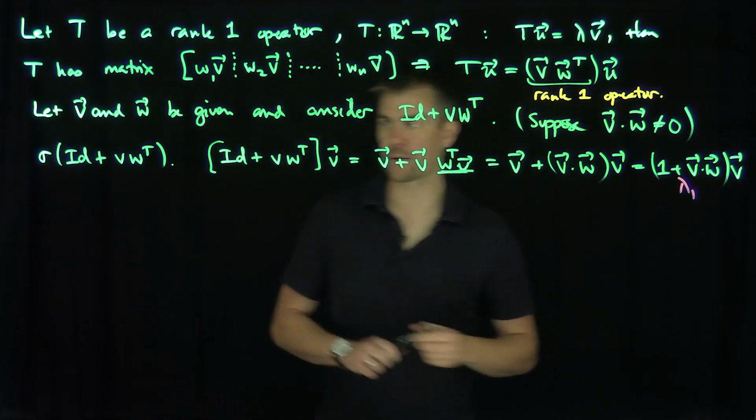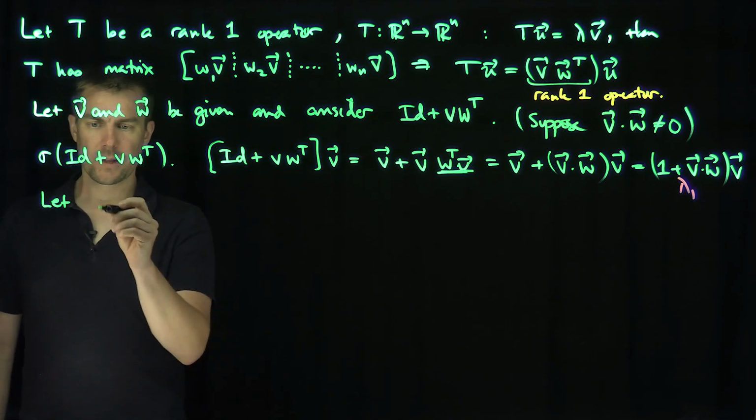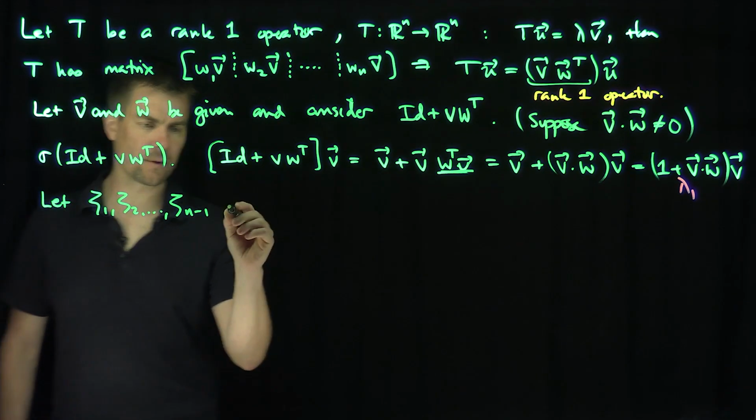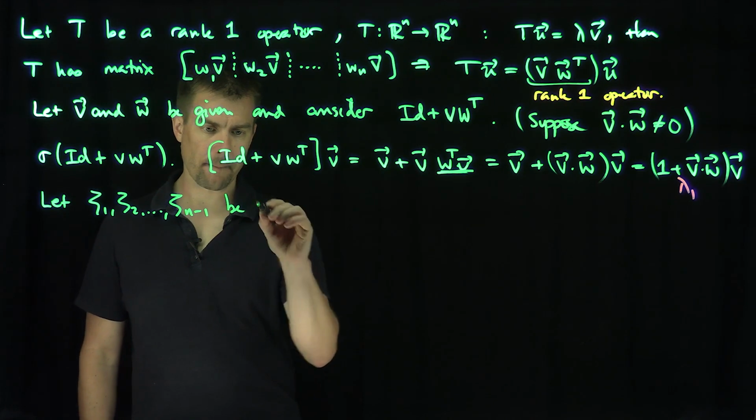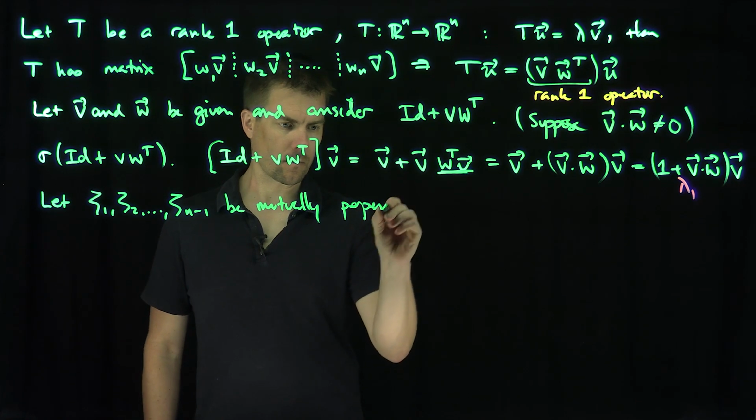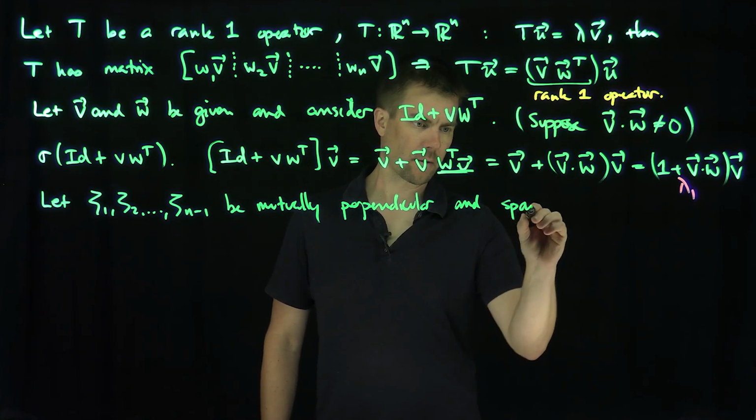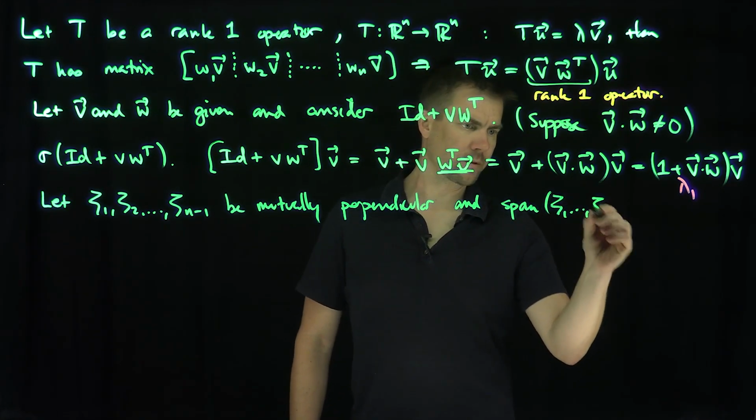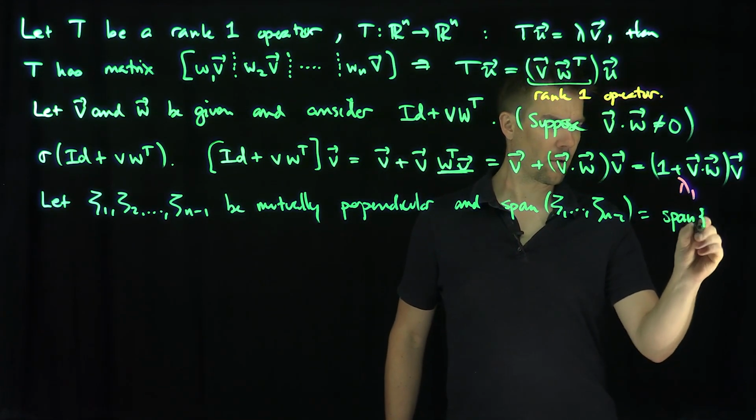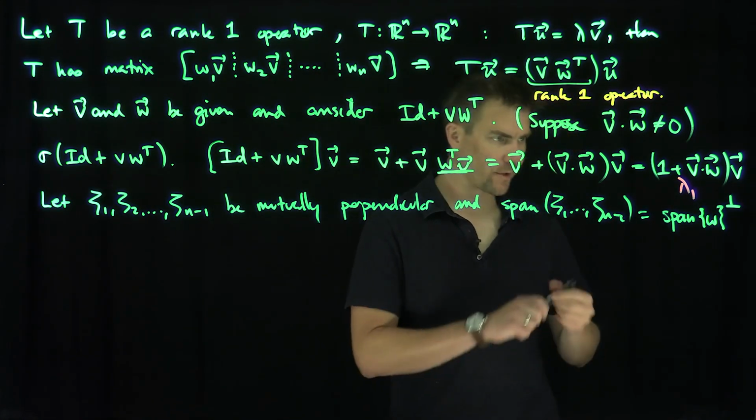And now the key is to look at the orthogonal complement of this vector w. So now let zeta 1, zeta 2, through zeta n minus 1 be mutually perpendicular, and the span of zeta 1 through zeta n minus 1 is the span of w perpendicular. So it's the orthogonal complement of that one vector.